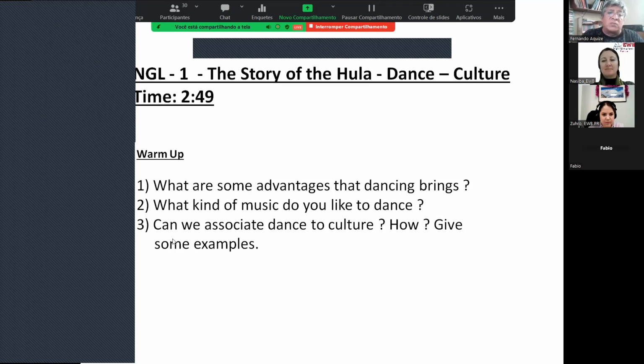How can we associate dance to culture? Give some examples. So what are some dances you have in your culture? What's the typical dance from Brazil? Samba. What's the typical dance from Argentina? Tango. And so on, you know? Sorry, 1 minute. So this is exactly what I was thinking, I think this is better than my really good activity before. This is the one I use, by the way, okay?